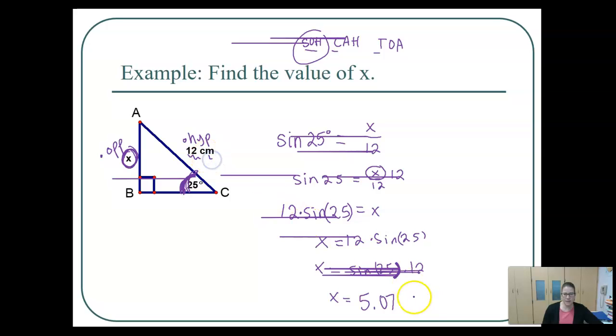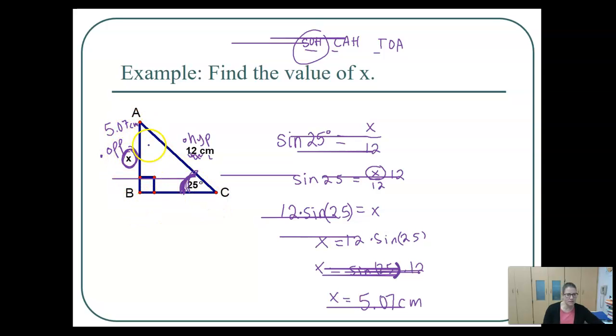So I'm in centimeters, so I know this is going to be centimeters. So this side length over here is about 5 centimeters. I'm going to say 5.07 centimeters. Okay. Make sure it makes sense with the problem. If the hypotenuse is 12, then this side should be smaller, right? So I think that's okay.